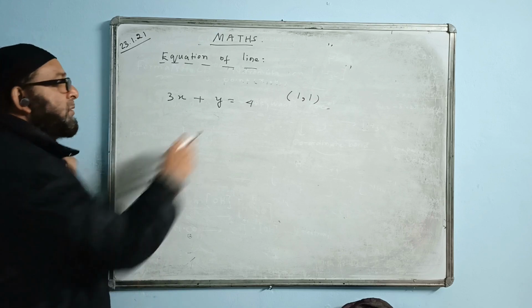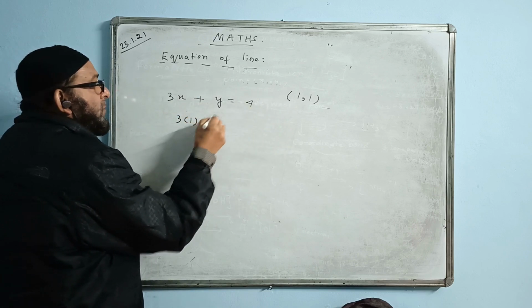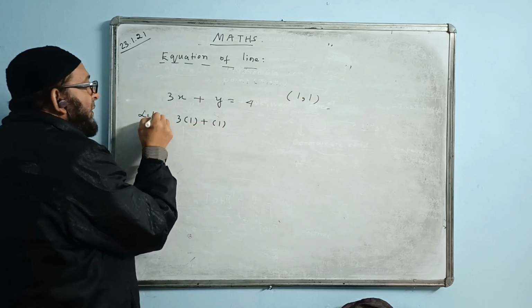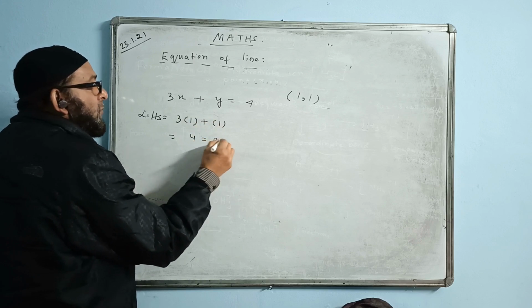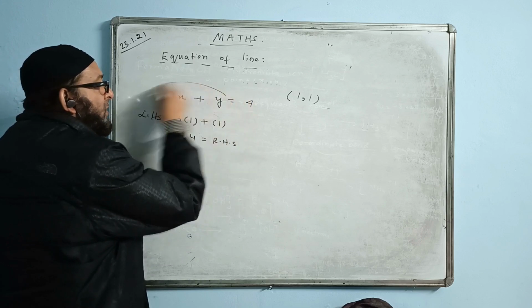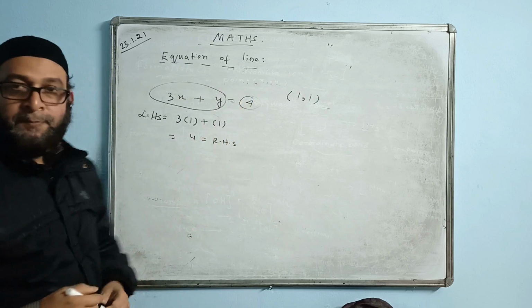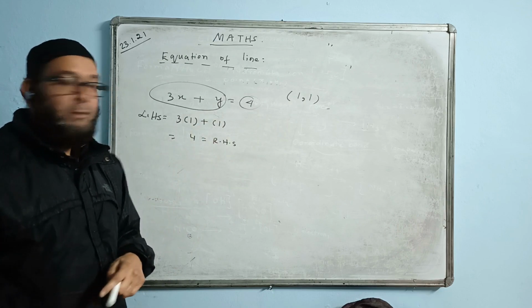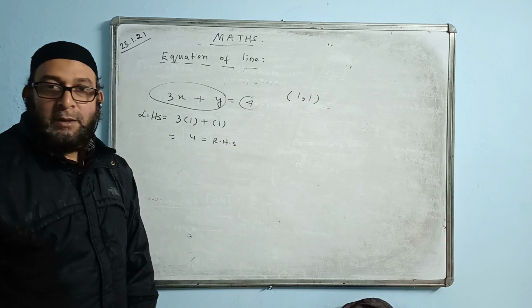Very simple. Suppose I put x value 1 here, so it becomes 3 times 1 plus y, and y is also 1. Check the answer on the left hand side: 3 plus 1 is 4, which is the same as the RHS. The RHS value is 4 and we are getting the answer 4. So this point lies on the line, or this line passes through this point. That is the meaning.